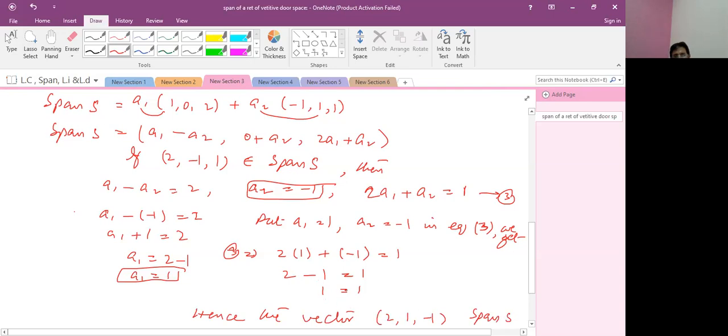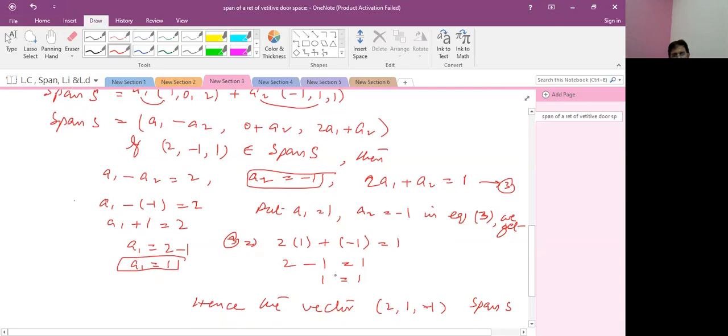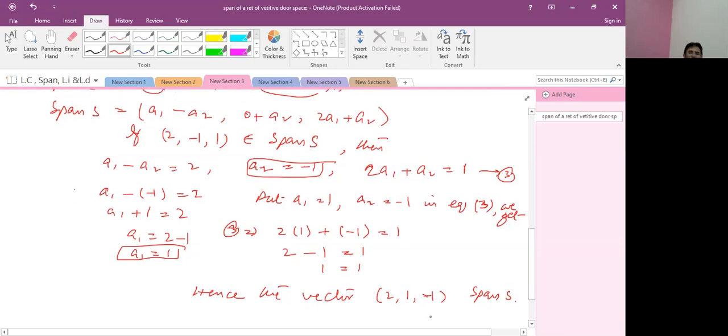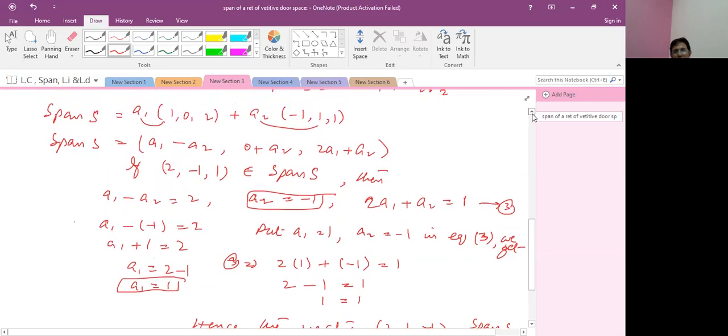If they are not equal, so we write here, hence the vector (2, 1, -1) does not span S. Otherwise, it does.